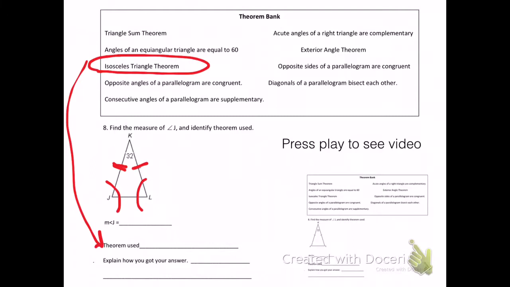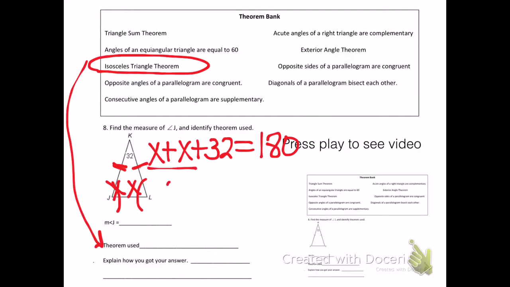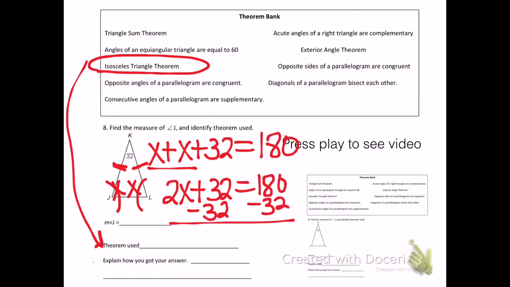So to find the measure, I don't know them, so let's let them be x. So I could say x plus x plus 32, if I add all my angles in the triangle together, is going to give me 180, because all the angles in a triangle add to give me 180. So if I combine my like terms, x plus x is 2x, plus 32 equals 180. And if I use the subtraction property of equality and subtract 32 from both sides, it eliminates on the left. So that gives me 2x equals 148.